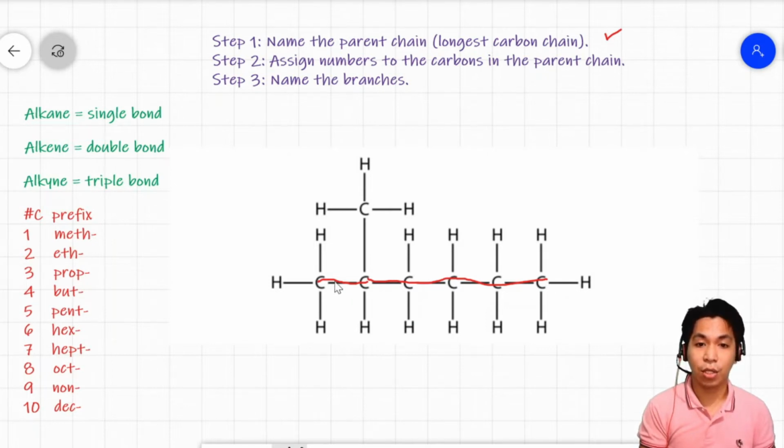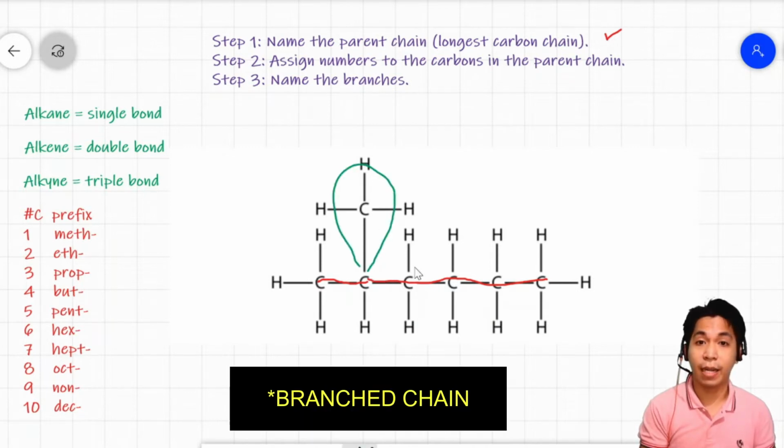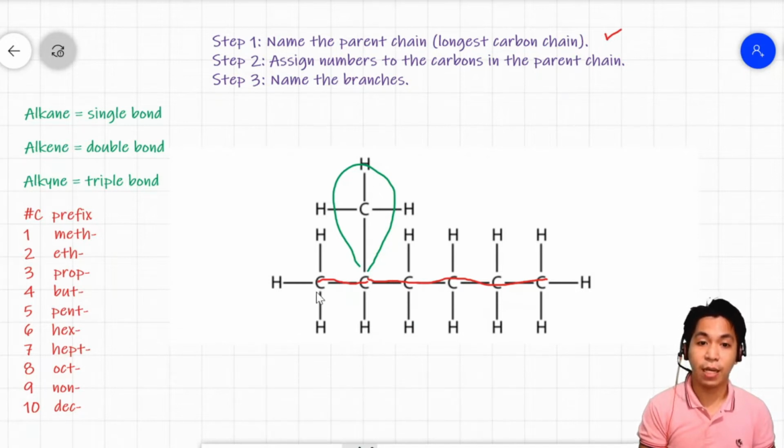Now, looking at our structure, these carbons along the red lines are part of the carbon chain, while this carbon here is not part of the carbon chain, which makes it a branch. Now let's go back to the question. Where do we start counting? From the left or from the right of the line? So again, the answer depends on the location of the branch.